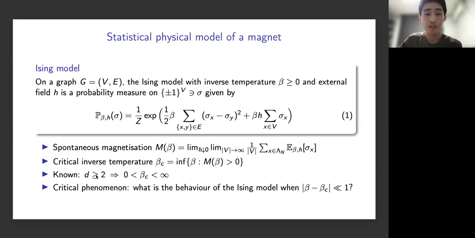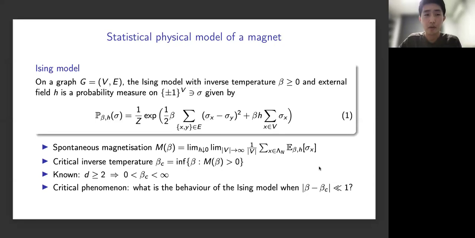And it is known, using low temperature and high temperature expansions, that in dimension greater or equal to 2, so in this case the graph should be replaced by the d-dimensional lattice, the critical inverse temperature is always a finite positive number. Statistical physicists are usually interested in the critical phenomenon, which means that we are interested in the behavior of the Ising model when beta minus beta c is sufficiently small.